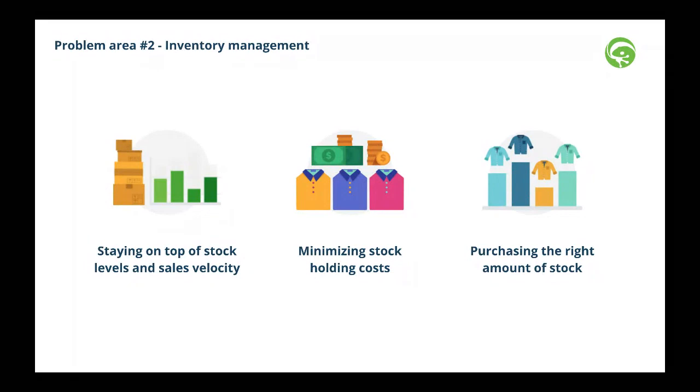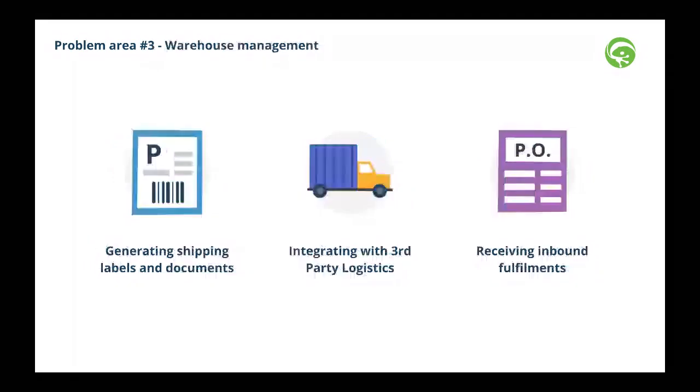And then the third piece is warehouse management. Whether you're fulfilling in-house and need the right tools to generate shipping labels and documents, or leveraging a third party, a 3PL, you need insight into those inventory levels, to look at your PO history, and to manage everything through one comprehensive solution. So that's where TradeGecko comes in.